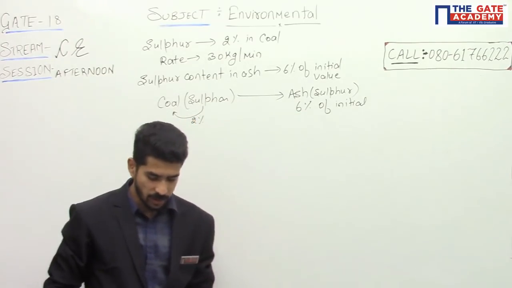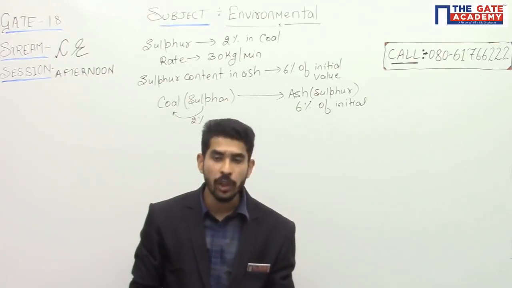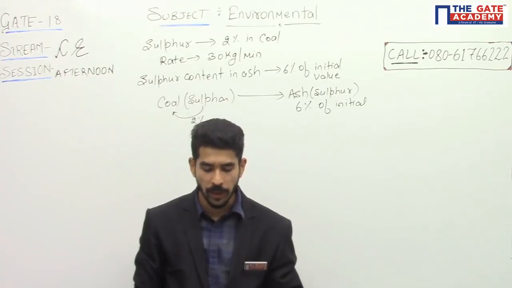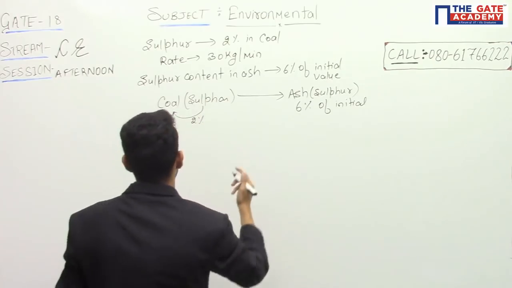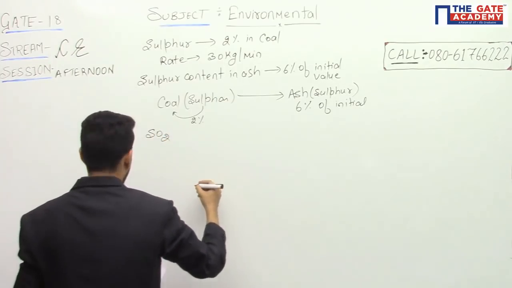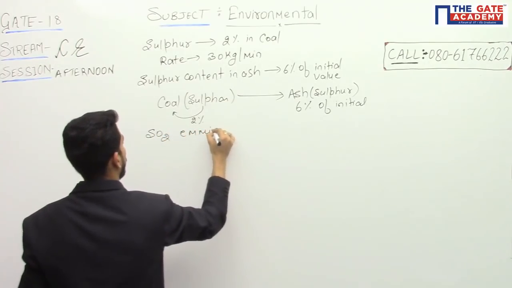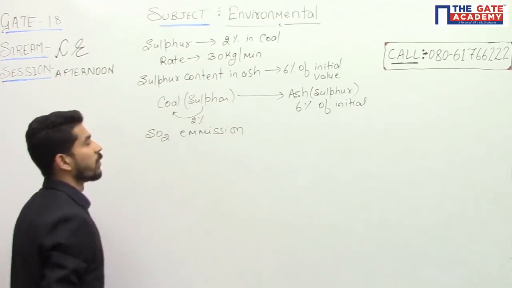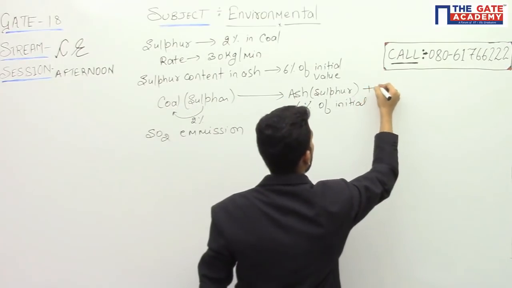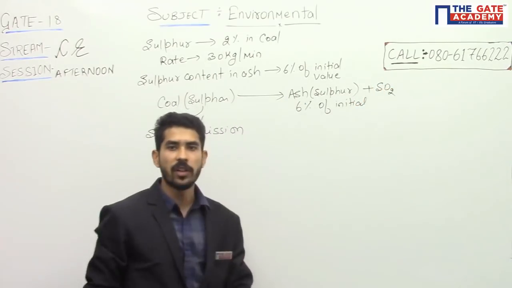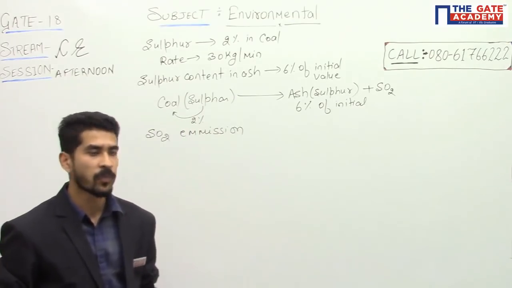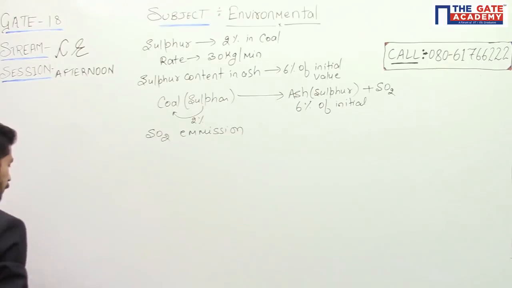Then he is asking, the annual rate of SO2 emission from the kiln in tons per year up to 2 decimal places. So he is asking SO2 emission. That means when you are burning the coal, you are not only producing ash, you are also producing some quantity of sulfur dioxide. So he is asking what is the emission rate of sulfur dioxide in tons per year. So let us solve this particular question.